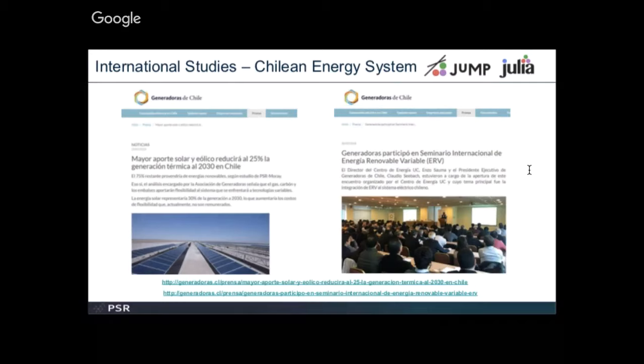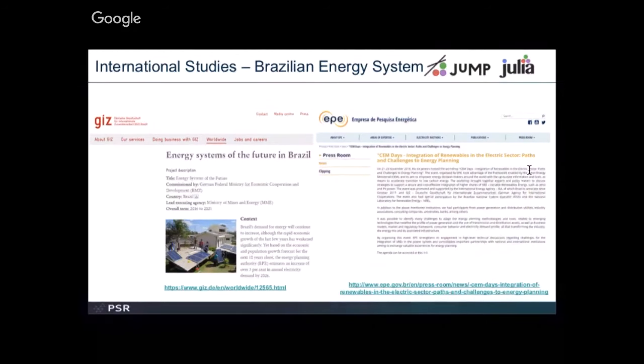The second study is in Brazil. It's quite the same idea. It was not funded by a generator association but by GIZ, a German company that sponsors some projects. The idea of the project was to address new methodologies to deal with a high amount of renewable wind and solar generation. The focus was on the methodologies, and they were not so worried about the results, which made it a quite good study for us to develop the model.